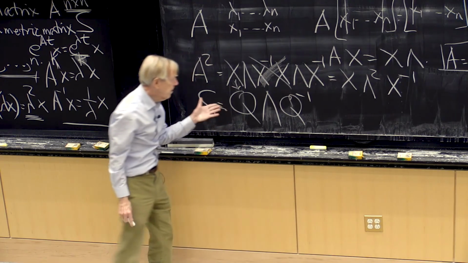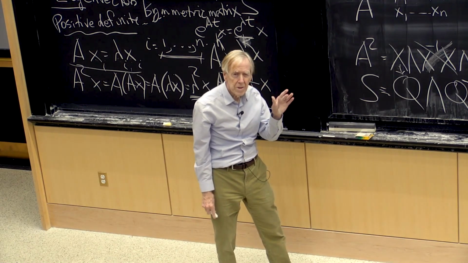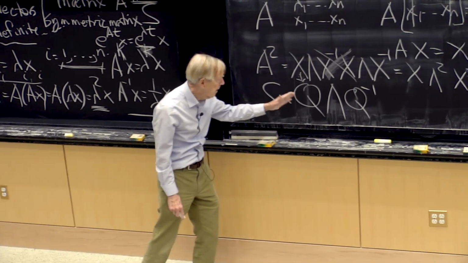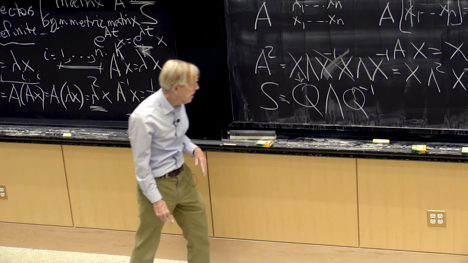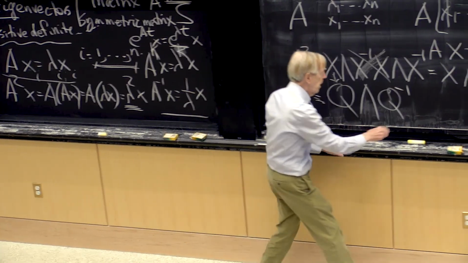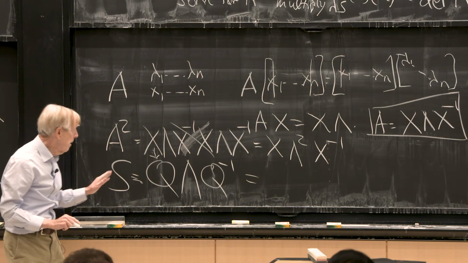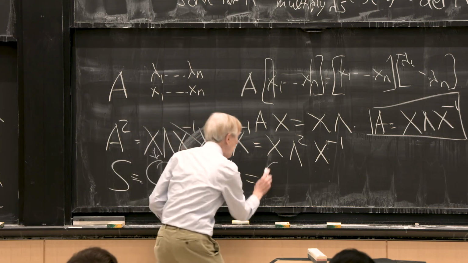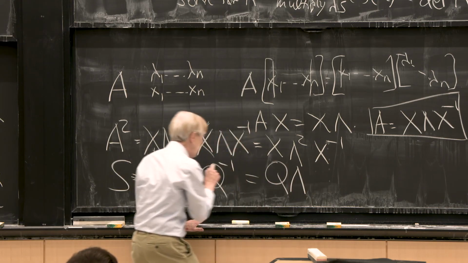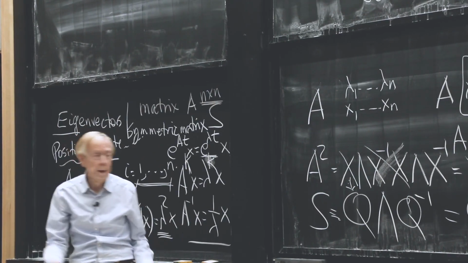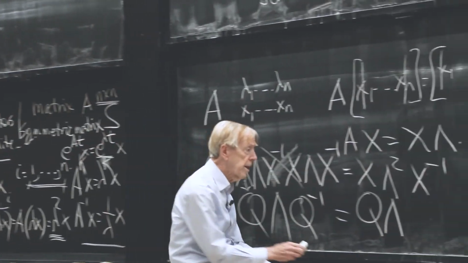But now I'm going to make those eigenvectors unit vectors. I'm going to normalize them. So I have an orthogonal matrix Q. So I have a different way to write this, and this is the end of today's class. Q lambda, and what can you tell me about Q inverse? It's Q transpose. Thanks. So that was the last lecture.